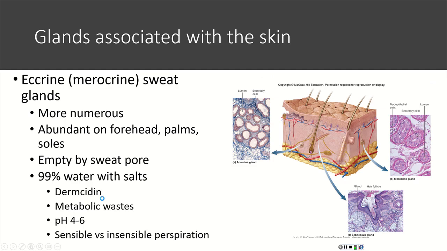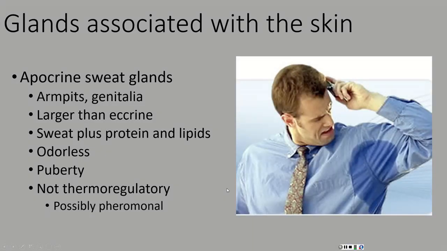But while the eccrine sweat glands are there to regulate body temperature, apocrine sweat glands play practically no role in regulating body heat. They are not thermoregulatory. So what do they do? Well, we seem to feel like they're pheromonal. Pheromonal means they contain chemicals that convey messages, usually sexual messages, to other members of the same species. What does that mean? Well, to put it bluntly, body odor attracts a mate.